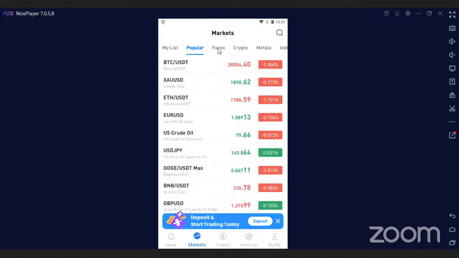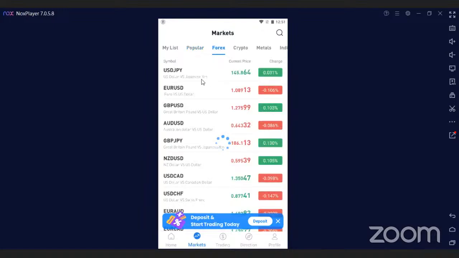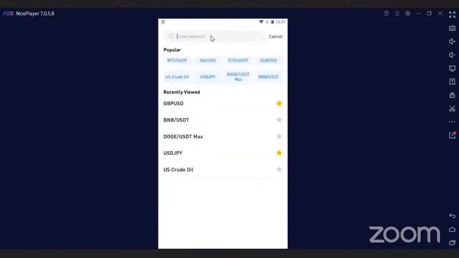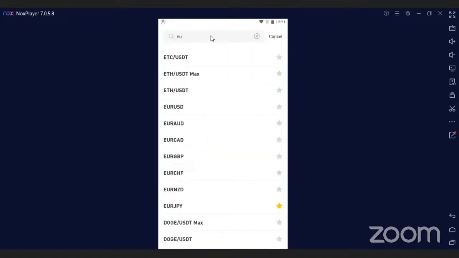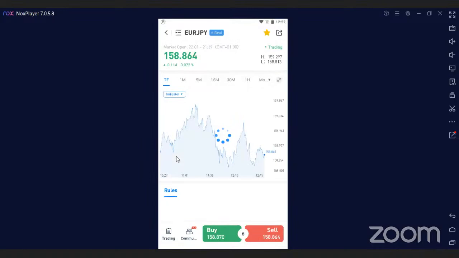Now, the market I showed you was under forex, which is Euro. I can easily search for the pair, Euro JPY. So this is Euro JPY. Now I click on the market, and it's going to take me back to where we just left. So this is the Euro JPY. Now let's go back to my slide again.